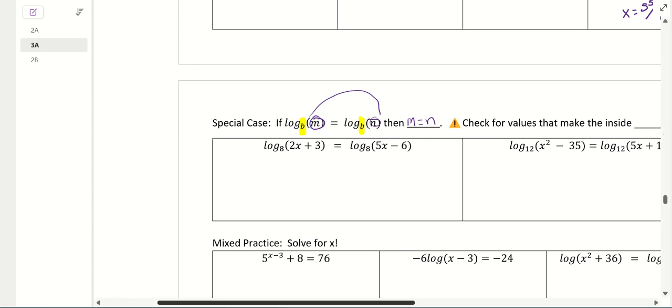Please make sure you check for values that make the inside of the log negative. We want to make sure that we don't get any values that make the inside of the log negative. So let's take a look.